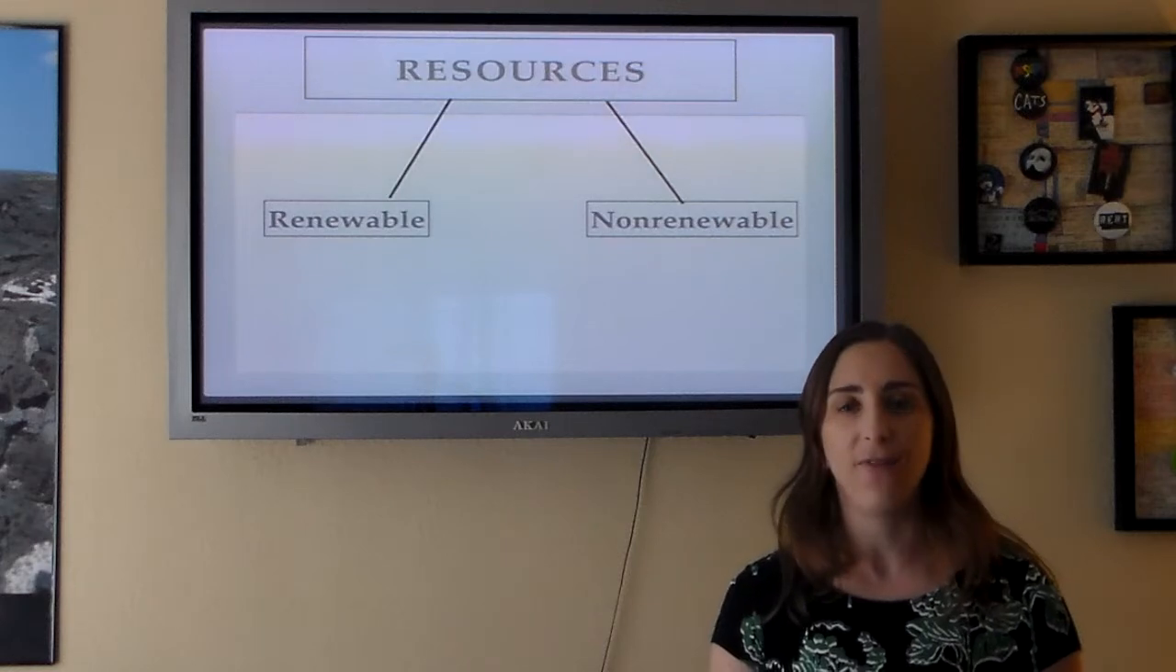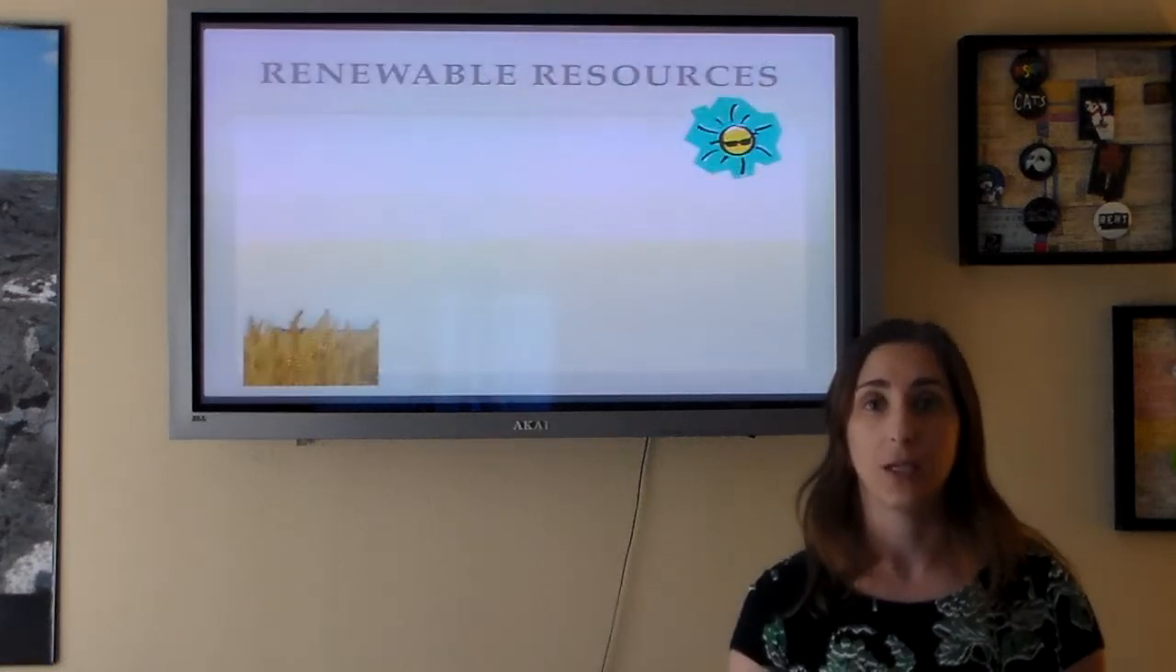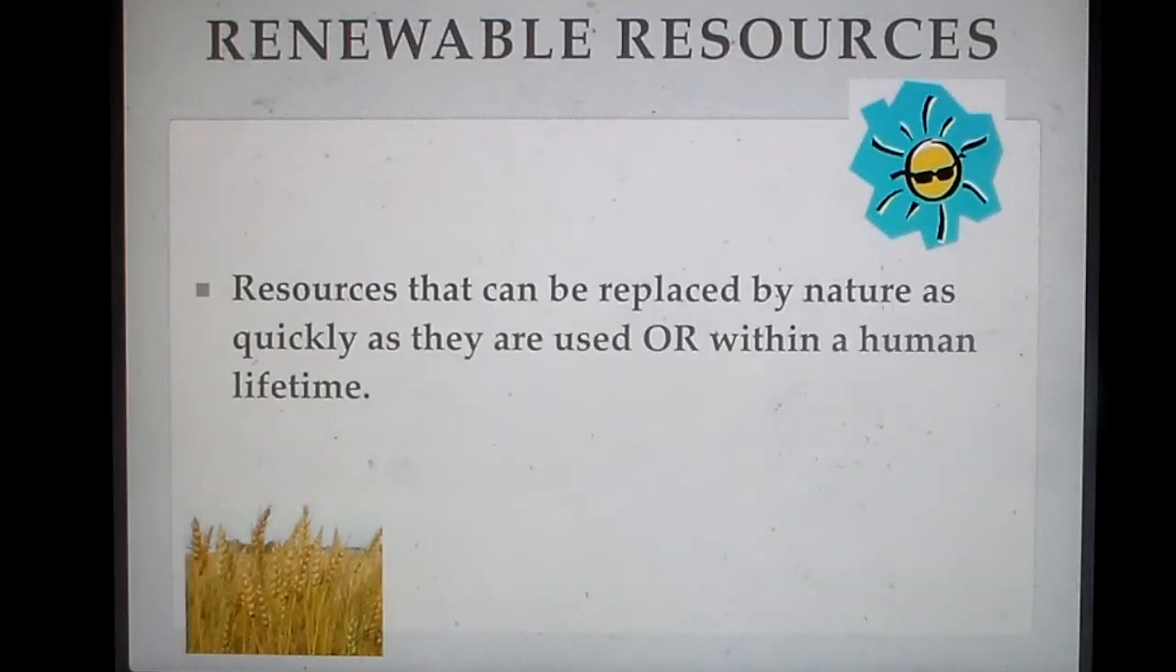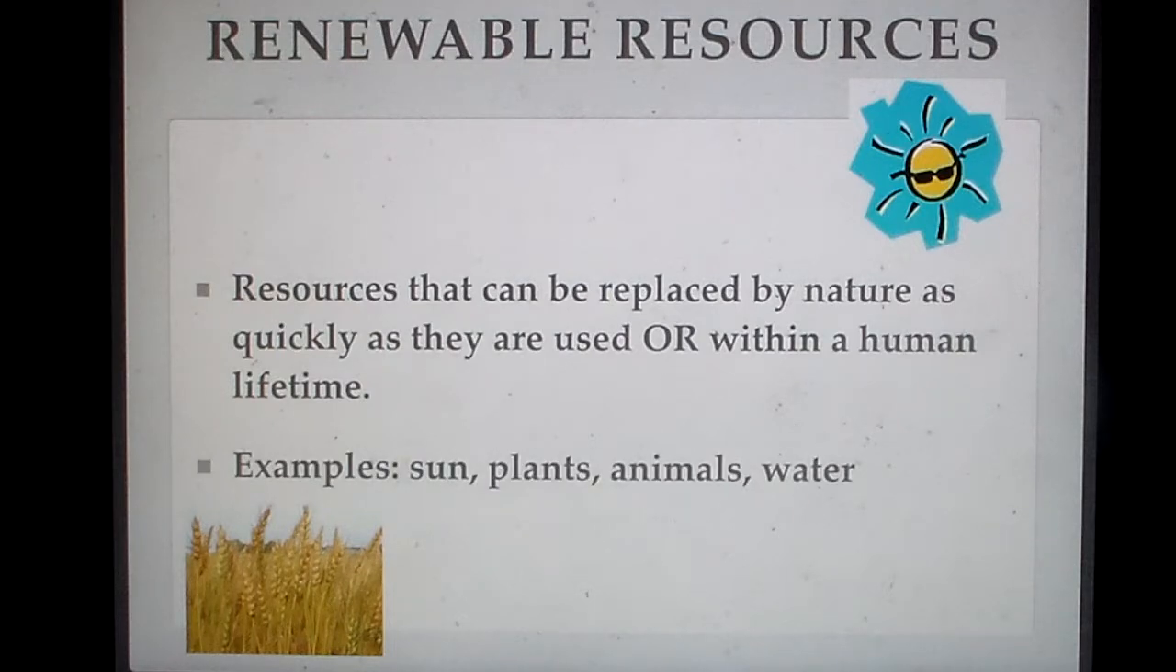So let's start by defining what a renewable resource is. So renewable resources are resources that can be replaced by nature as quickly as they are used or within a human lifetime. Examples include things like sun, plants, animals, and water. So the key here is that they are either replaced very quickly or within a human lifetime, and average human lifetime we're saying is about 70 to 80 years.